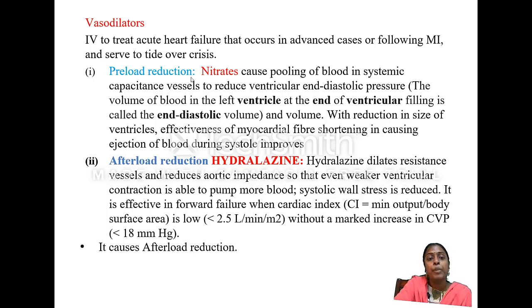So the first one is preload reduction. You know what preload is. We will reduce that preload. How? We will give nitrate. Nitrate is a vasodilator. In this preload reduction, we are giving nitrate. It will dilate the vessel, and when it is dilating, it will increase the systemic capacity. So when it is dilating, it will give more cardiac output, isn't it? And also it will reduce ventricular diastolic pressure. What is this ventricular diastolic pressure?